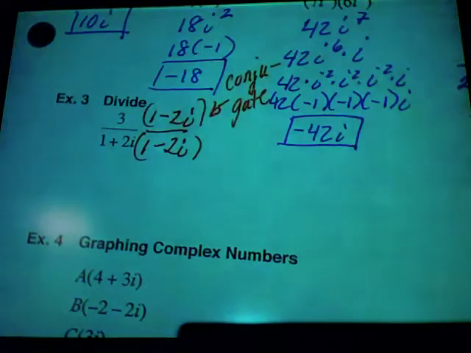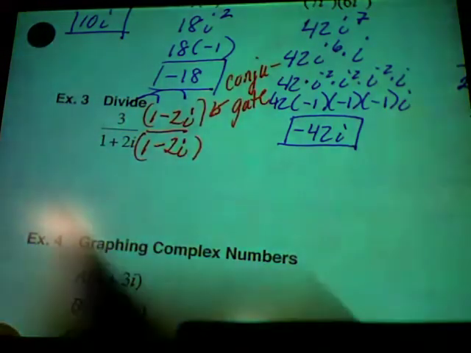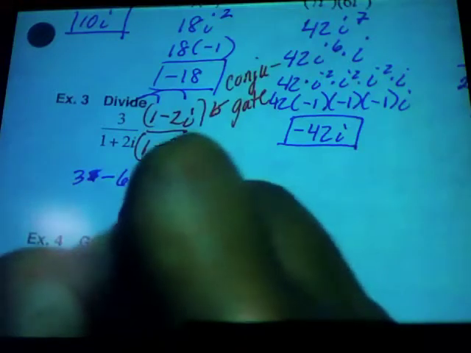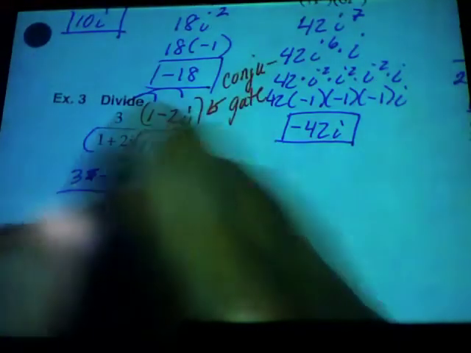Because I might ask you, what's the conjugate? And if you don't remember what that is, because you didn't write it down, you'll be in trouble. Now distribute the 3 into the numerator to get 3, whoops, not a plus, 3 minus 6i. And then what is the beauty of the conjugate?